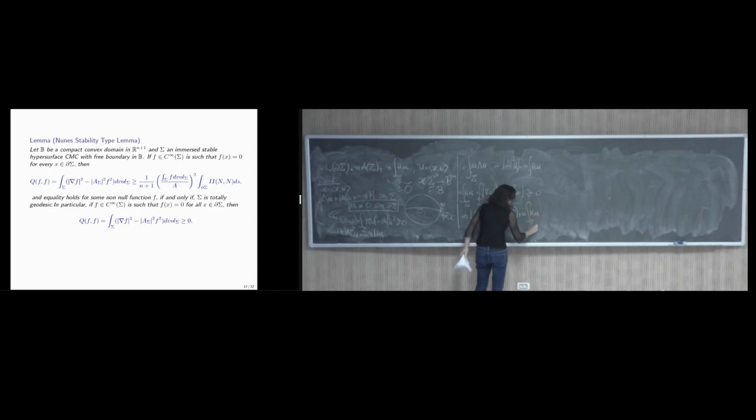This expression here is bigger or equal to zero. So you have that. Remember, if you have that, you have the hypothesis by Hausberg-Gast. And if you have the equality, the mean curvature is equal to zero if and only if sigma is totally geodesic. So you have the first result, right? Let's move on.